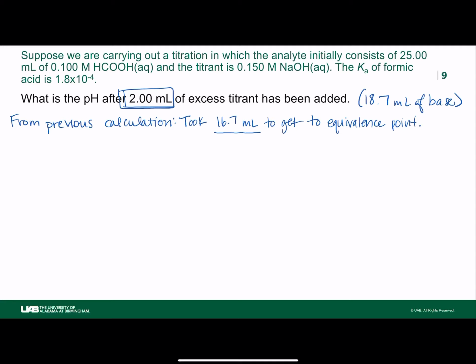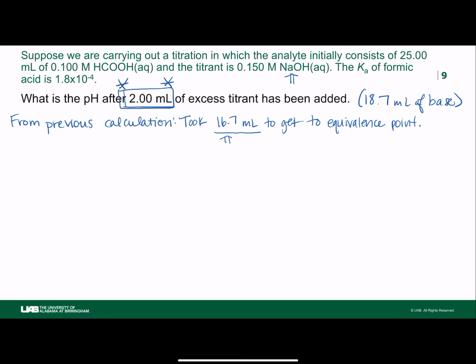Now what we've done is we've added enough moles of base to completely consume the moles of acid. And we've seen those moles twice now in two different calculations, and that's 2.5 times 10 to the minus 3. So up until this 16.7 milliliter point, these moles of base were being consumed and they're all used up. There's nothing that they can do to the pH. The only base that is present that can change the pH is this 2 milliliters of base.